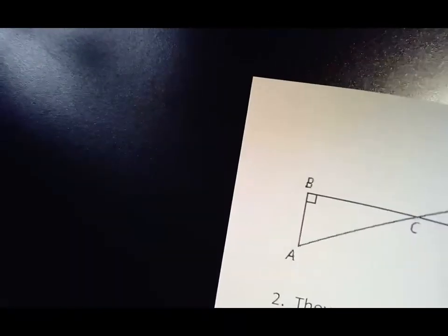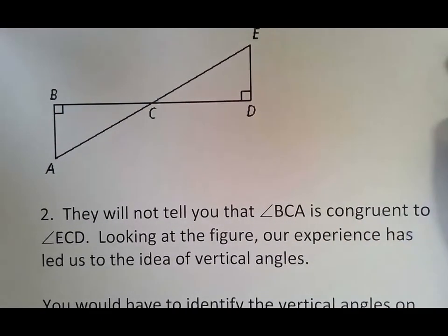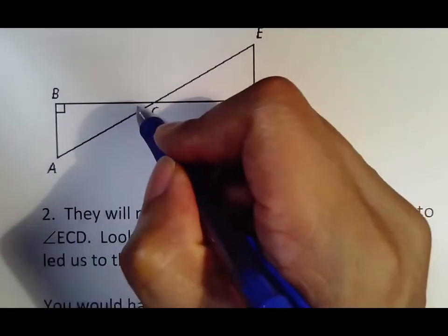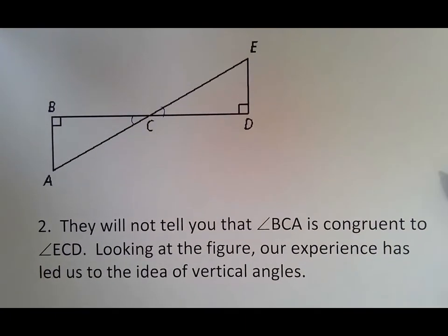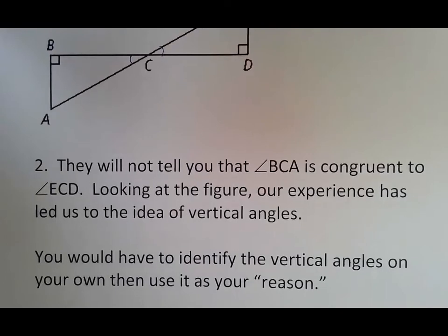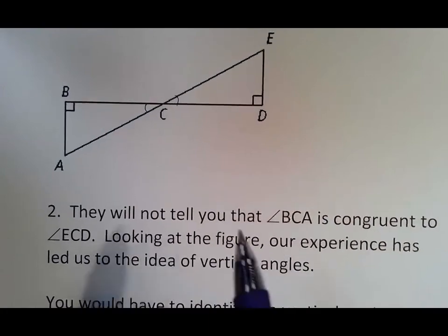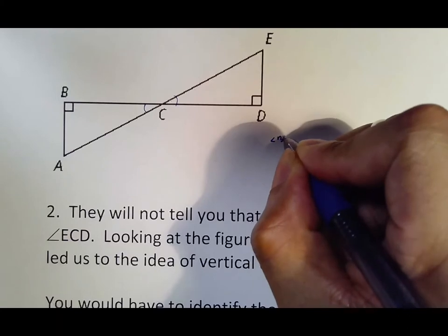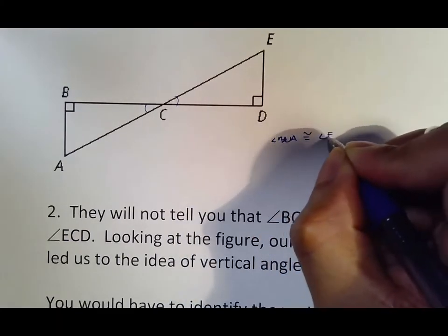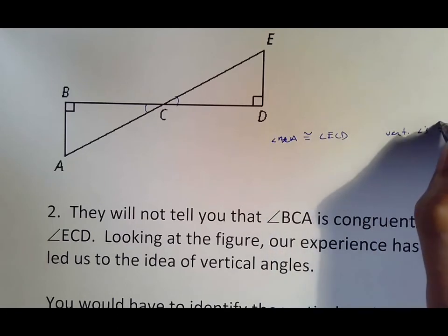And so whenever they start giving you those terms and they start talking about what things are, make sure you understand what they mean, because those things are going to come in handy later on. They're also not going to tell you that BCA is congruent to ECD, because we understand vertical angles. And one thing we know about vertical angles is that you can use it as your own reason. So what you would do is, in this picture, you would recognize that these 2 things are vertical. So you would say angle BCA is congruent to angle ECD, not because it was given, but because they are vertical angles, and vertical angles are congruent.